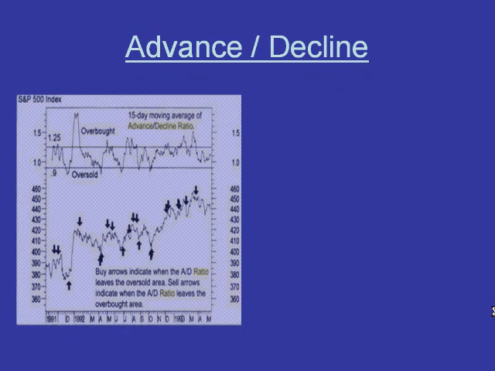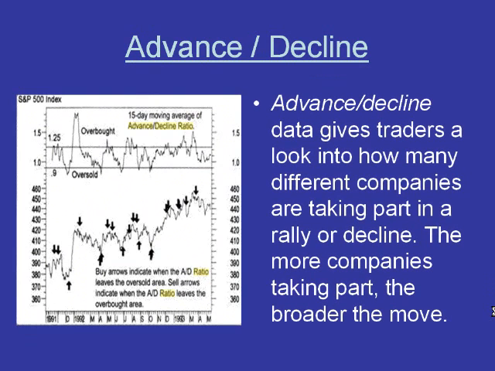An advance-decline is pretty much as simple as it says. This data gives traders a look into how many different companies are taking part in the rally or decline. So if the market is moving up, we want to see the advancers be bigger than the decliners. And again, we're looking at a ratio, a number. Similarly, if the market is going down, we want the decliners to be bigger than the advancers. Advancing stocks are going higher. Declining stocks are going down.